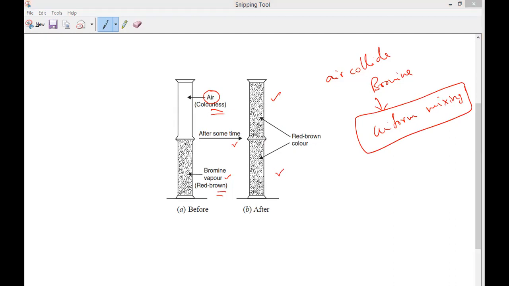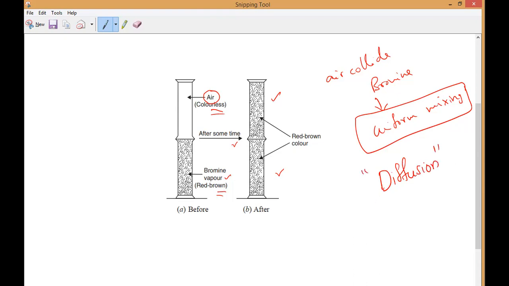Arun, Kailash, yes, please. Now, this is what we can say is another example of what? What is this phenomenon called? This mixing of particles from high concentration to low concentration. What is this phenomenon? Sir. Yes, what is the phenomenon, please? The mixing of particles from high concentration to low concentration. That is what we used to call what, guys?